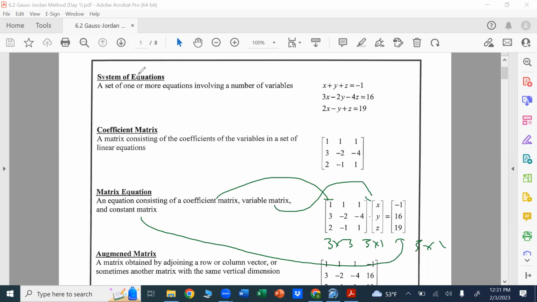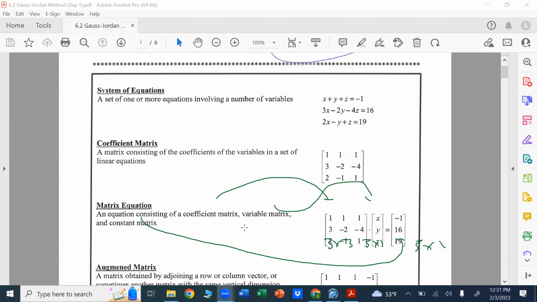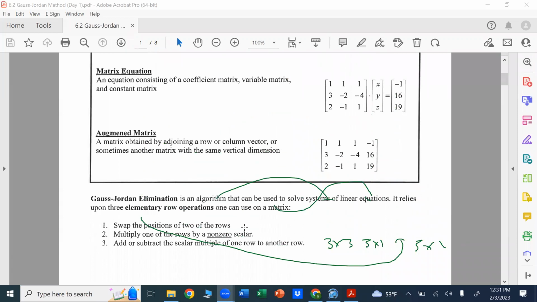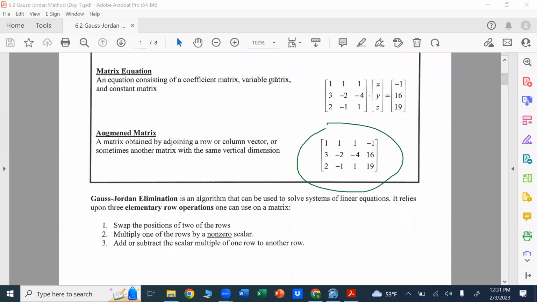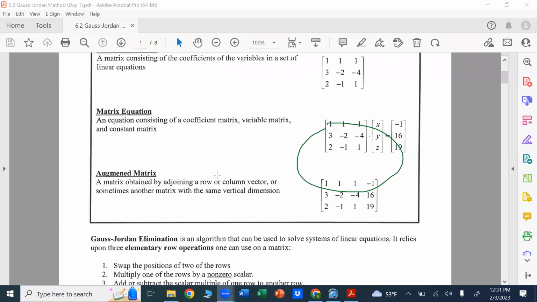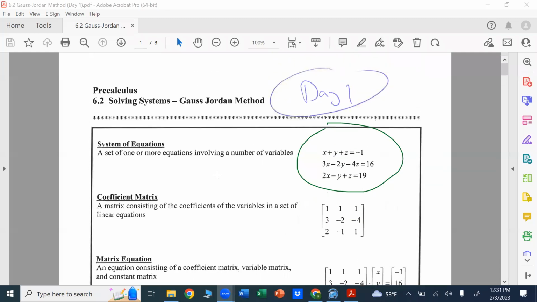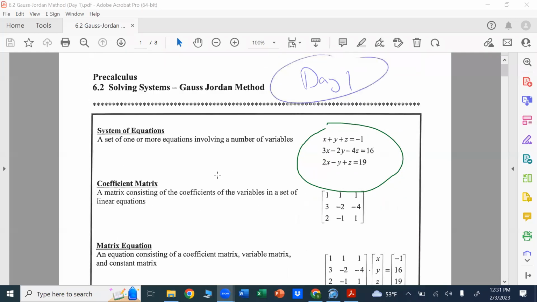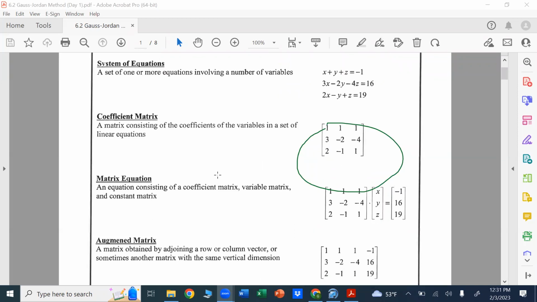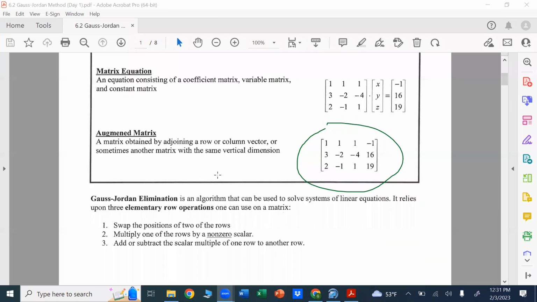What I really want to focus on today is something called an augmented matrix. An augmented matrix is when you take all the numbers you see, the coefficients and the constants, and put them all into one matrix. See how the last column, -1, 16, 19, is on the other side of the equation. That's the last column here. We're going to be working with that today. We're going to put all our information into an augmented matrix, and then we're going to do some sort of magic, I'll call it.